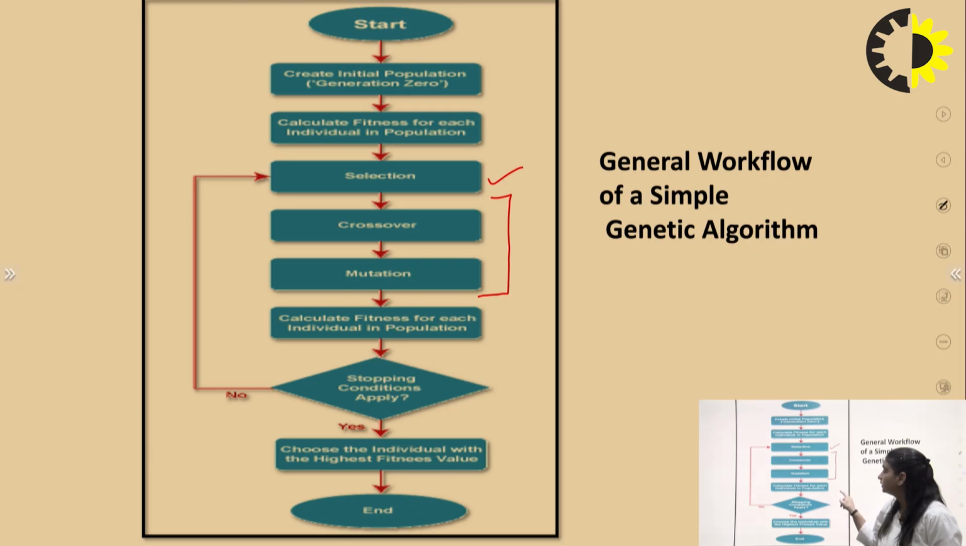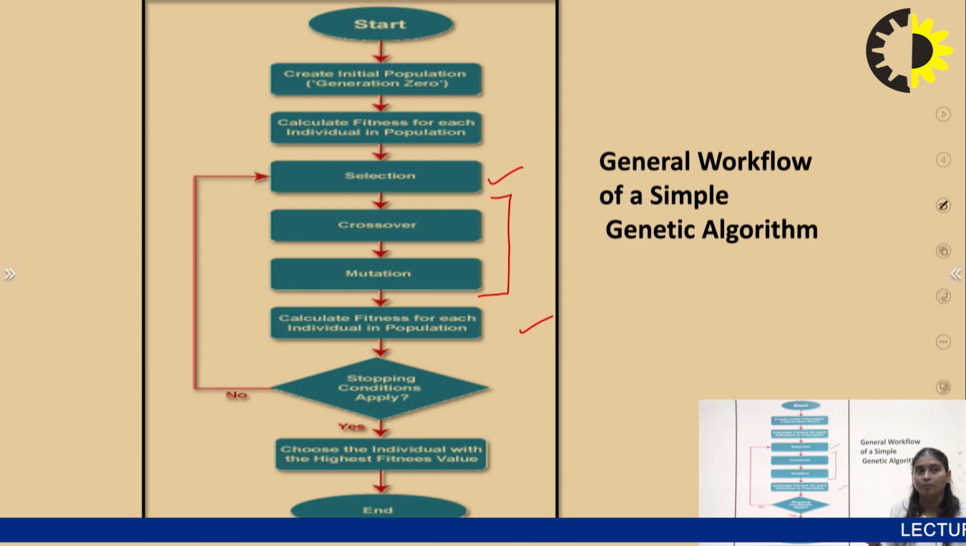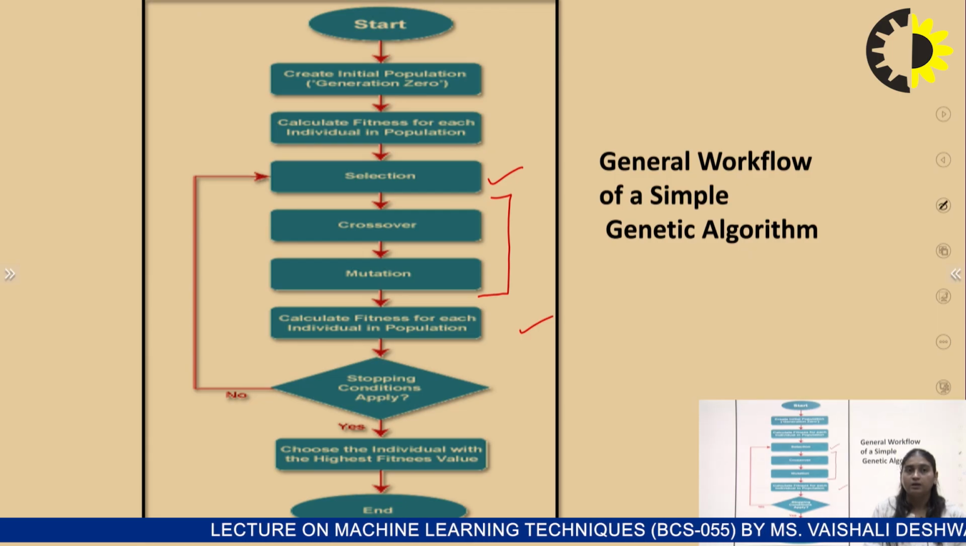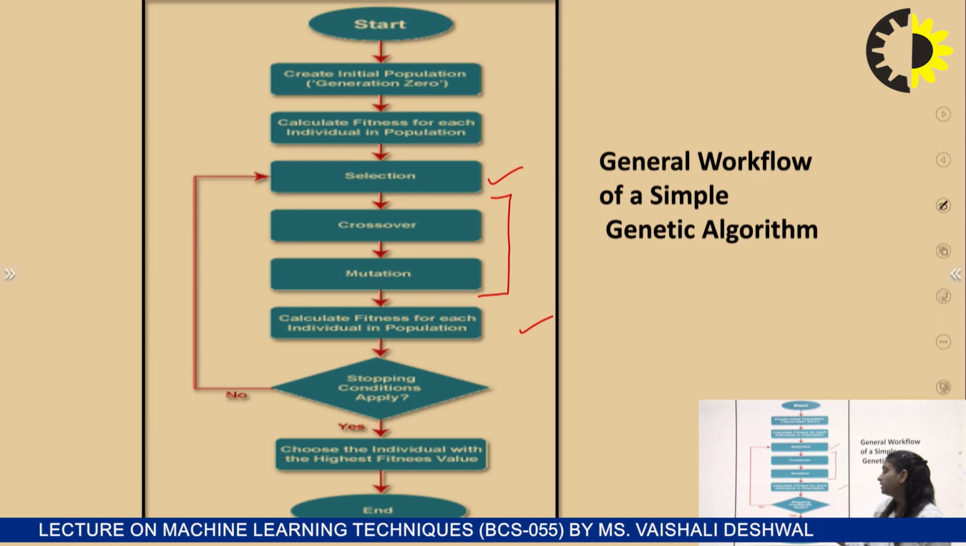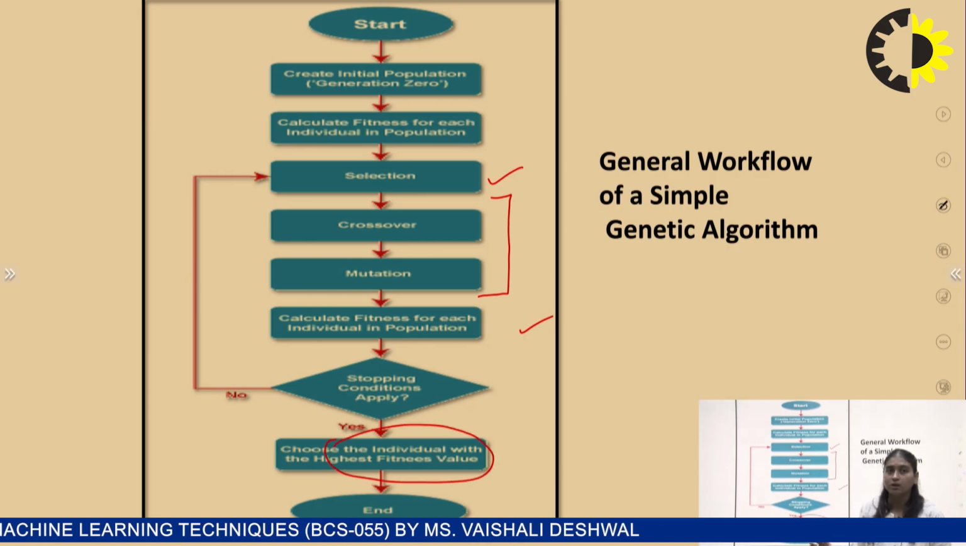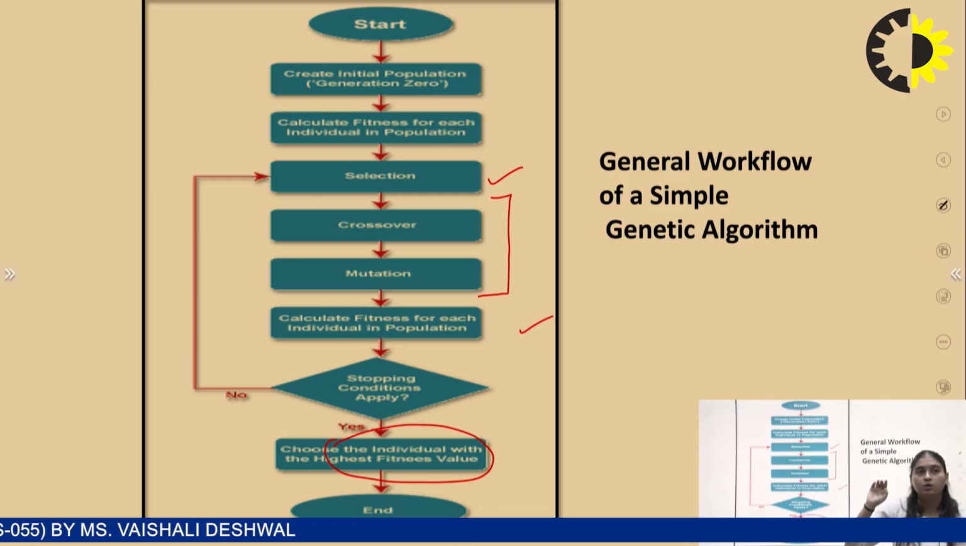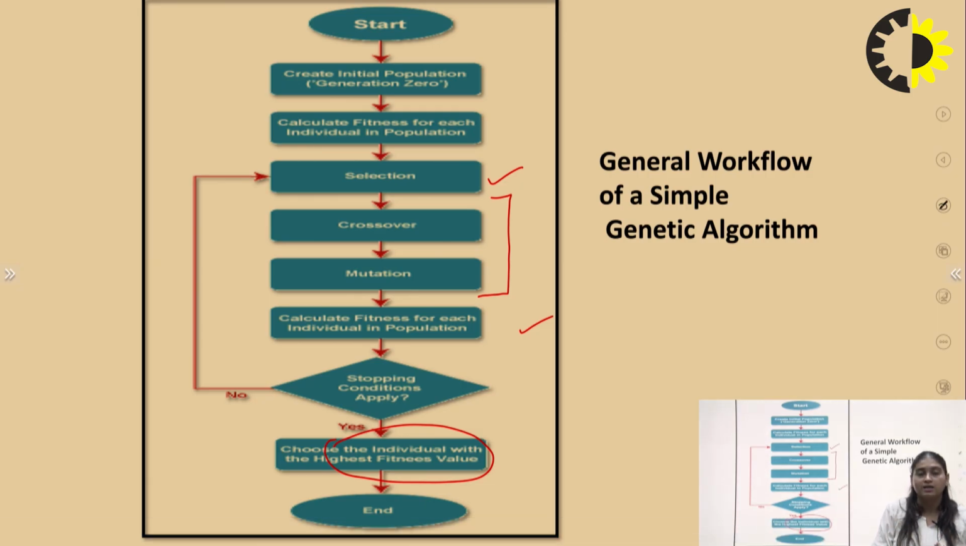First one is the crossover, and the second one is mutation. Again, you need to calculate the fitness for each individual after performing all these operators, and then you apply stopping conditions. If you meet the threshold, then you choose the individual with the highest fitness score and then you stop. But if not, then again you go back to the selection part and then crossover, mutation. You repeat all the steps: selection, crossover, mutation, the reproduction step, and again calculate the fitness if you do not reach your threshold value.